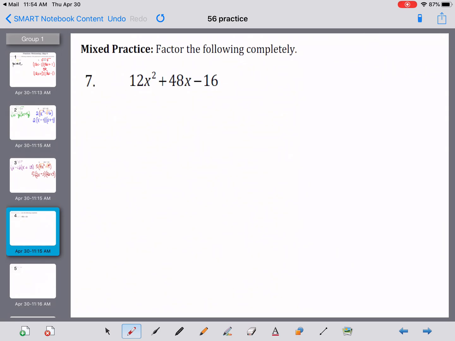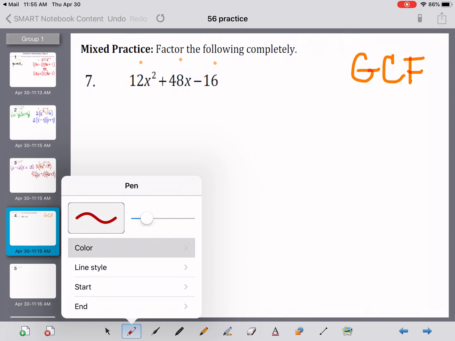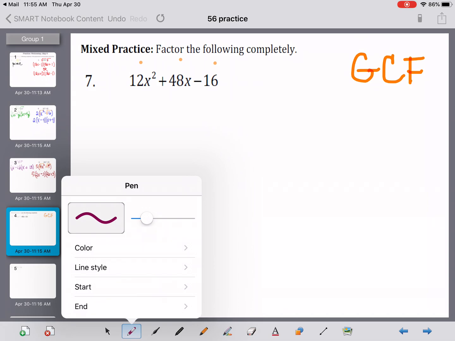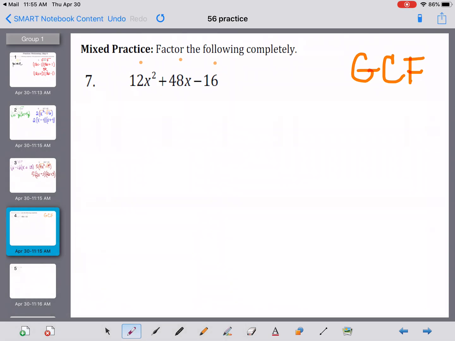Mixed practice for the remaining three. And our two techniques that we've learned. We've learned greatest common factor and we've learned difference between two squares. And first of all, just a reminder that this has 1, 2, 3 terms, so it can't be the difference of two squares because there's 3 of them. So let's start by trying to factor the greatest common factor. And when we do that, it looks like we have a greatest common factor of 4.